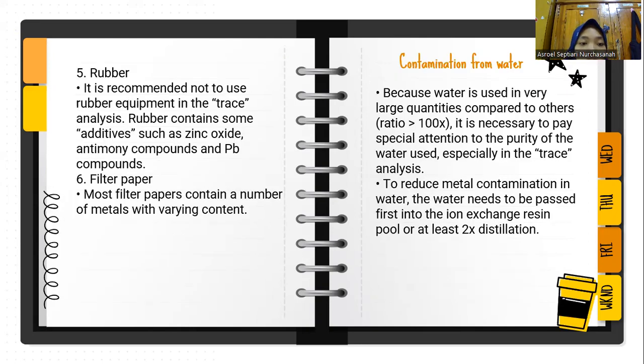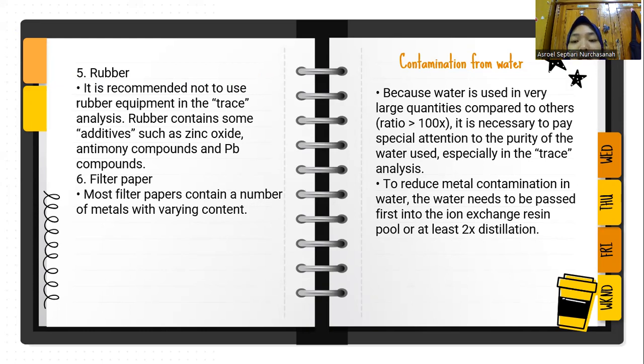3. Rubber. It is recommended not to use rubber equipment in trace analysis. Rubber contains additives such as zinc oxide, antimony compounds, and Pb compounds. 4. Filter paper. Most filter paper contains a number of metals with varying contents.